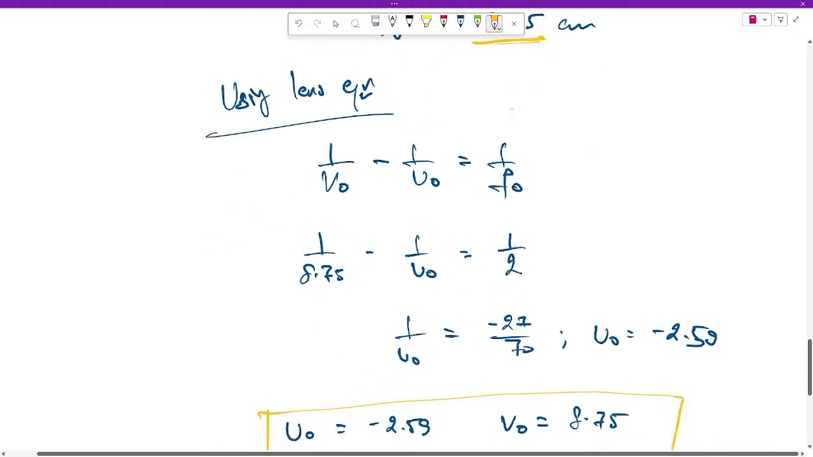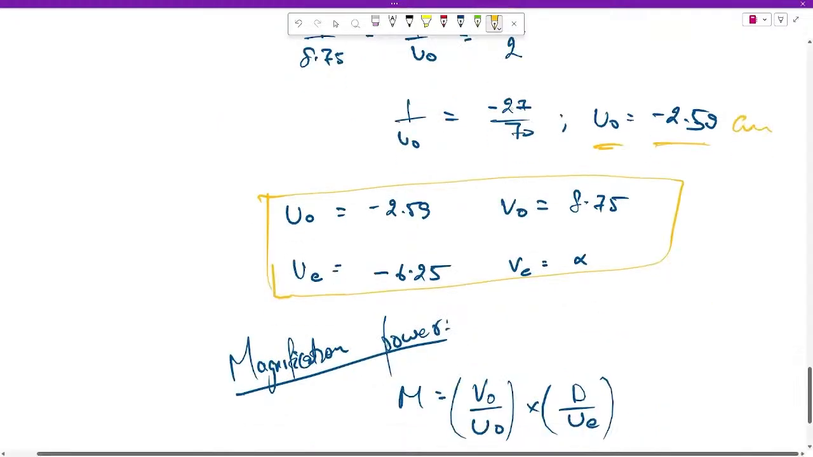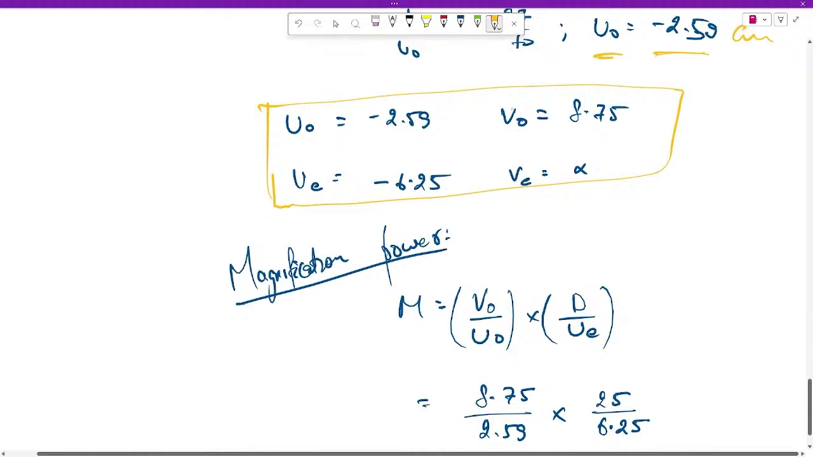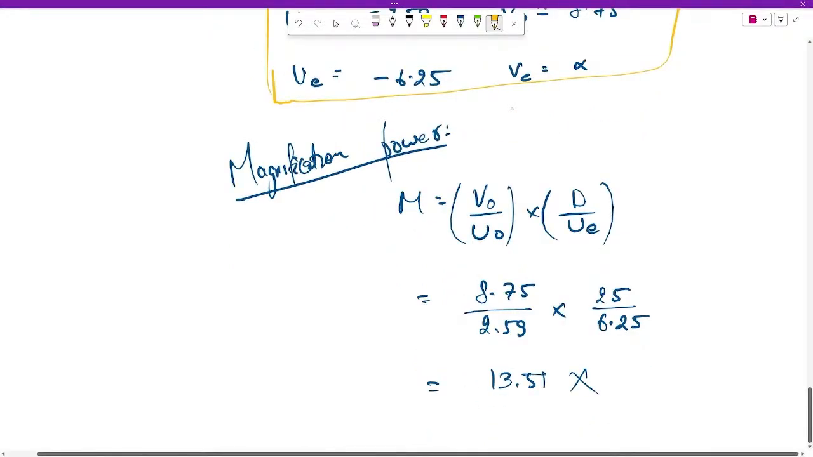We will put it in the lens equation again for finding out the value of UO, and on solving this we will get the value of UO as minus 2.59 centimeter. Now we have got the data for the second case as well, that is when the image is forming at infinity. So using the same formula for magnification, that is VO by UO into D by UE, we will get a value of magnification as 13.51x. That is, the magnifying power is less when the image is forming at infinity as compared to when the image is forming at the least distance of distinct vision, that is 25 centimeter. I hope you understood this question.